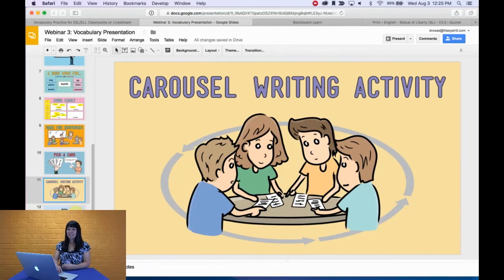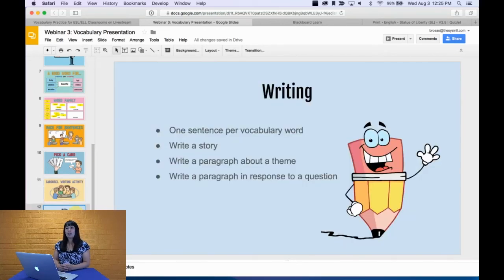All right. Writing. So again, carousel writing, but we also want vocabulary writing, sentence writing. So you can have them do sentence writing however way you want. Put those words in a story. Write a paragraph about a theme. So the theme is freedom. You need to write an expository paragraph about it using the vocabulary words.